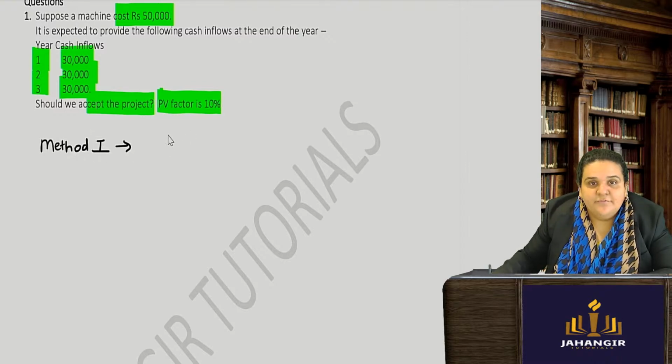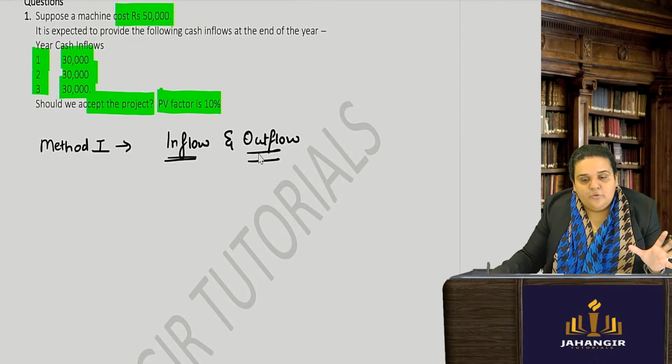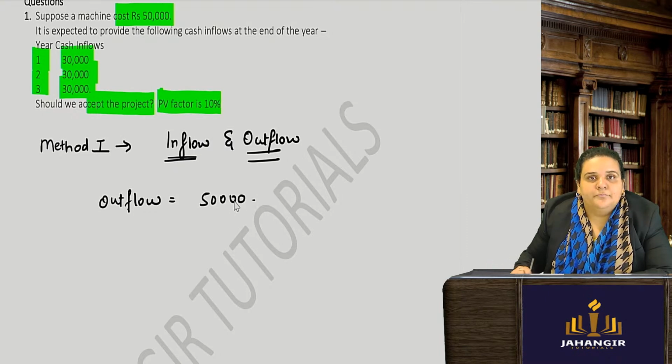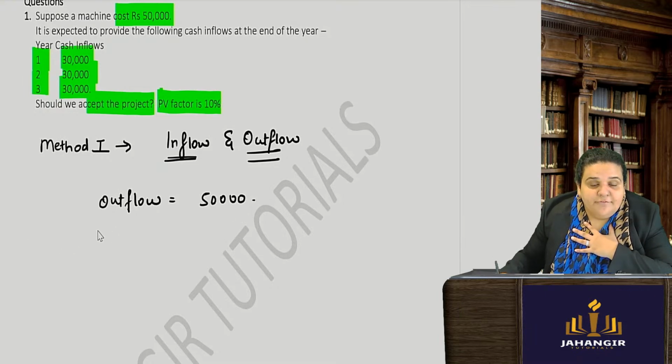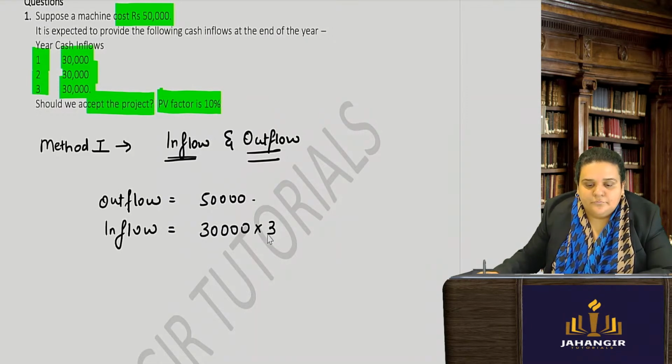Method 1 is the inflow and outflow method. We will compare the inflow with the outflow. Now, outflow in this particular example is 50,000. I have invested it, money going out from the organization. And inflow is 30,000 for 3 years, that means 90,000 in total.